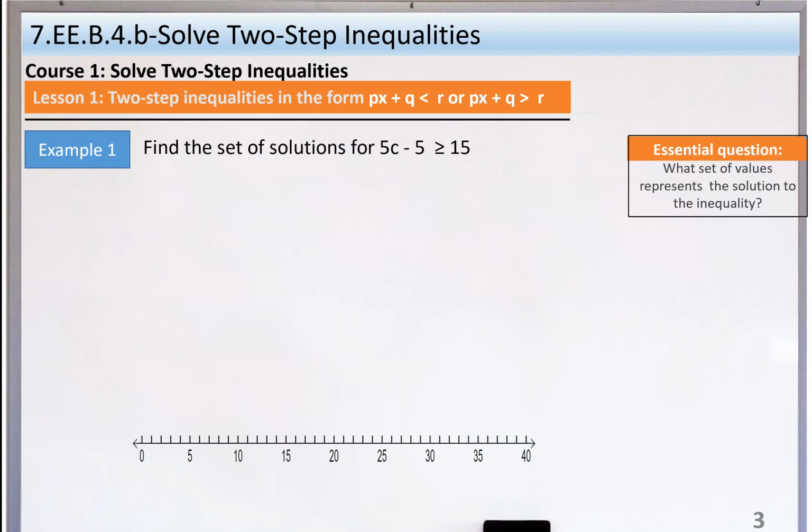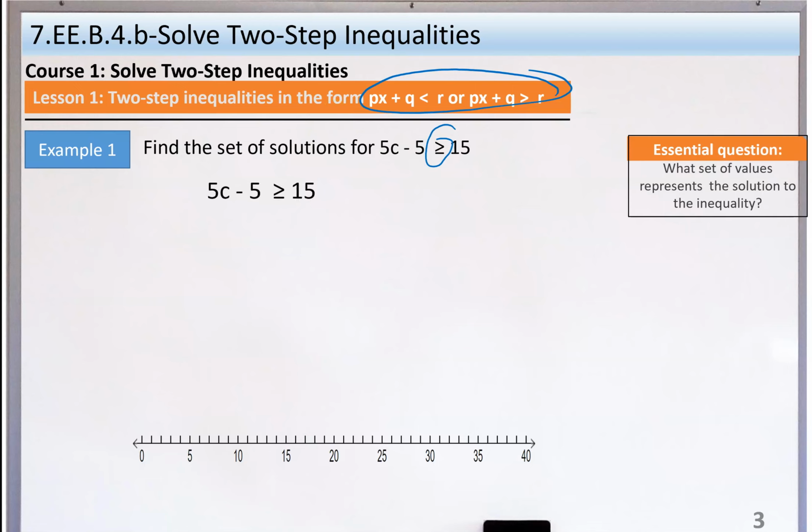Find a solution set, or find the solutions for 5 times some number c minus 5 is greater than or equal to 15, or at least 15. This means at least. And if you're wondering what this is, if you think about it, this is the p, this is the variable, and this is the constant. So all that really stands for is variable, coefficient, and constant. Okay? So we're going to solve inequalities that look like this.